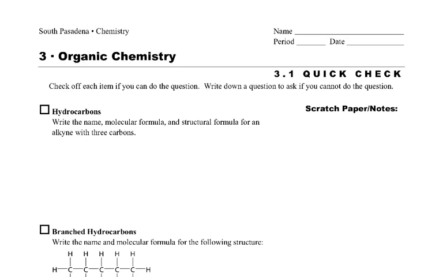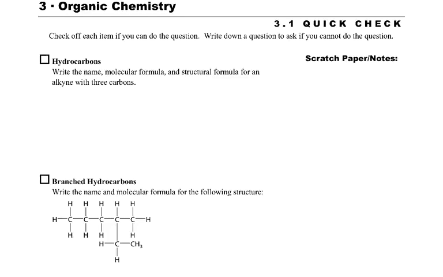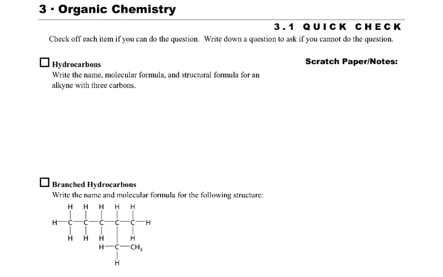I'm going to go over the 3.1 quick check, in case we didn't get to do it very well in class. So back here on the first one, it says hydrocarbons: write the name, formula, and structural formula for an alkyne with 3 carbons. Okay, so what do we get out of that? Alkyne means it has a triple bond.